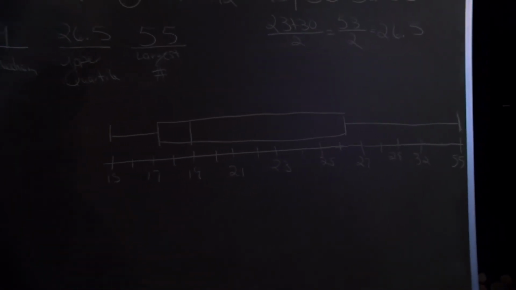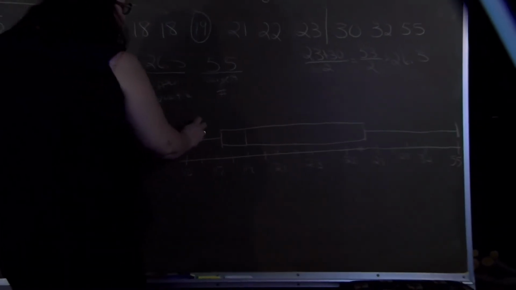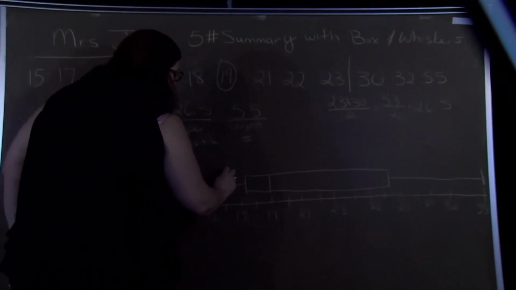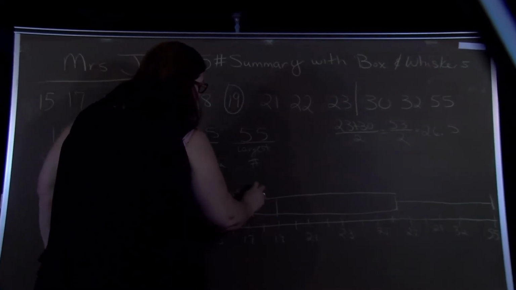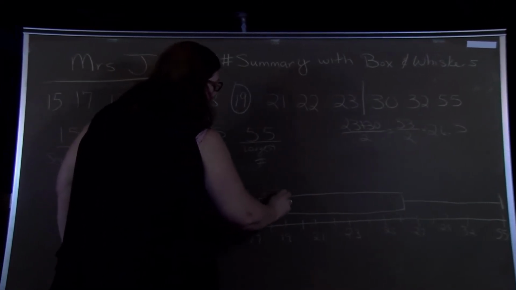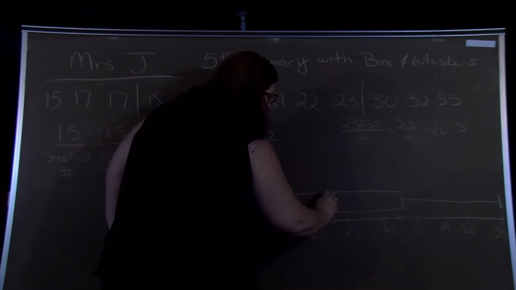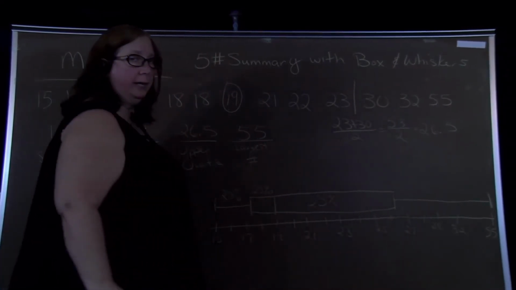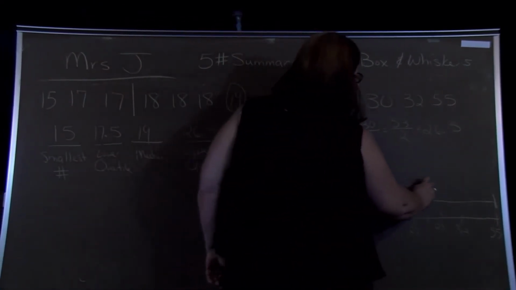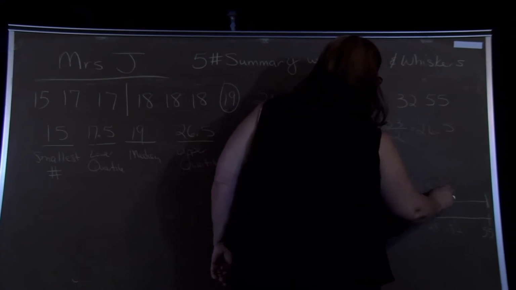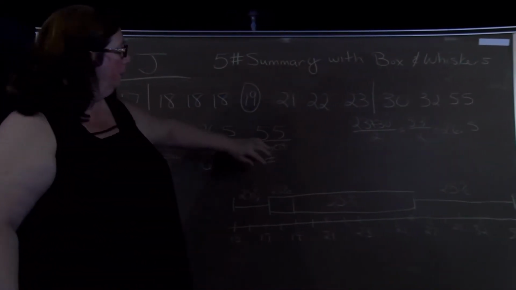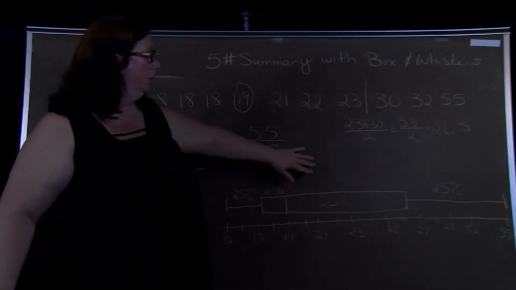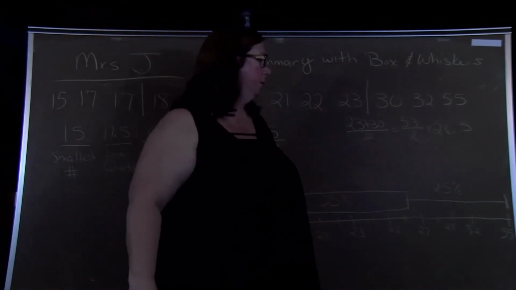What it does is it breaks your data into quarters. This is the lower quarter, or 25%. And this is the second quarter, which is also 25%. This larger box is still only 25% of the data. And then this one up here is the 25%. So it breaks it up into quarters. This is the first quarter, second quarter, third quarter, and fourth quarter.